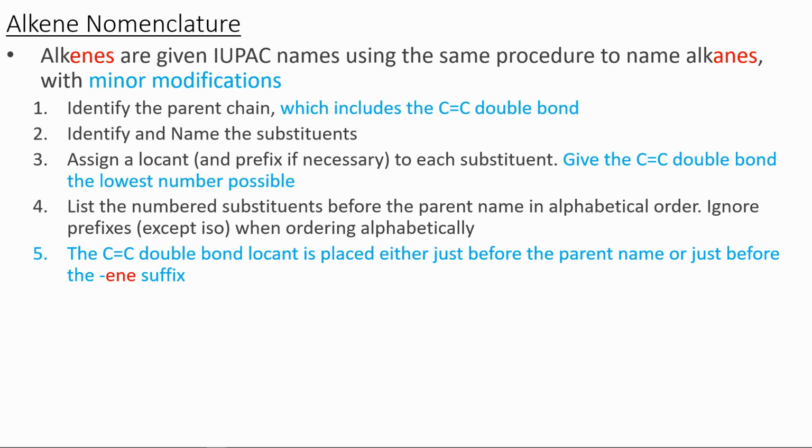And these are going to form alkenes, so we'll just take a quick moment to go through alkene nomenclature. It's going to be basically the same naming procedure as alkanes with a few minor changes. First, we identify the parent chain, and one of the biggest differences is that the parent chain must include the carbon-carbon double bond. After we assign the locations and prefixes of each substituent, we give the carbon-carbon double bond the lowest number possible. The carbon-carbon double bond is also going to change the suffix to "ene." So instead of an alkane, we have an alkene.